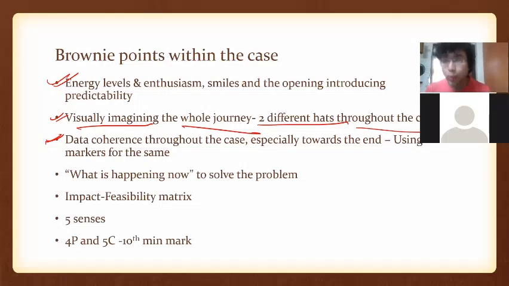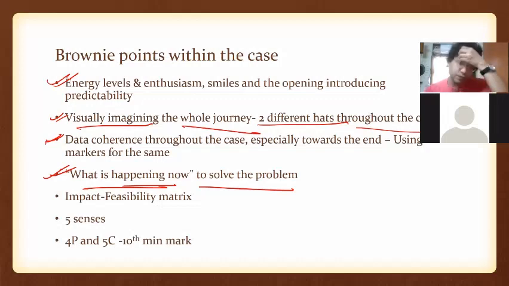Maybe not while you're doing the case. Once you're reviewing your problem solving process, see if you could have done that, so that next time you do it within the case itself. What is happening now to solve the problem? Like I mentioned, 8 months, the mall employees would have tried something here. What have they tried? What have they failed at? Try understanding that and you'll be in a better situation.